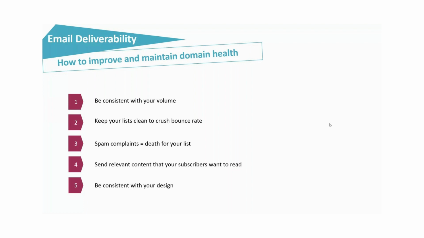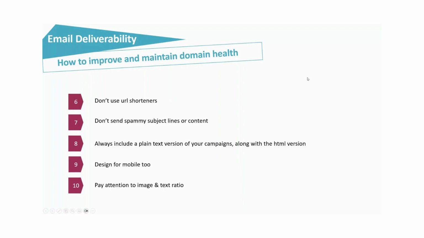Avoid spam complaints. They're the worst things that people can do to email engagement. You need to send relevant content to your subscribers that want to read it, and be consistent with your design. You shouldn't use URL shorteners. A lot of providers out there don't really like those things. Obviously, avoid spammy subject lines and content.